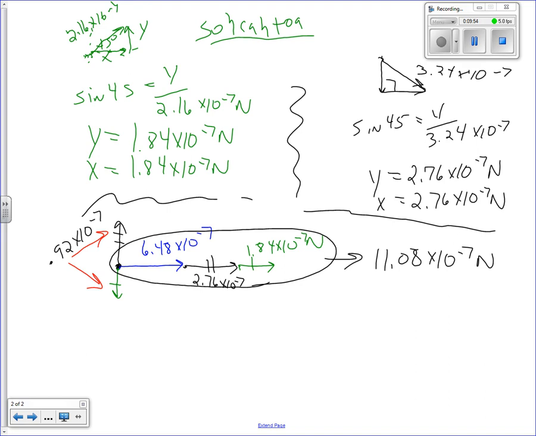And so what you end up with is a triangle that goes over 11.08 times 10 to the negative 7th, and it comes up just a little squinty thing at 0.92 times 10 to the negative 7th. And then our resultant, I'll draw in red here, is going to come up like this. And we want to find that value right there, and we also want to find that angle, which is our next step, which we're almost done, and that gives us our complete answer for this problem.